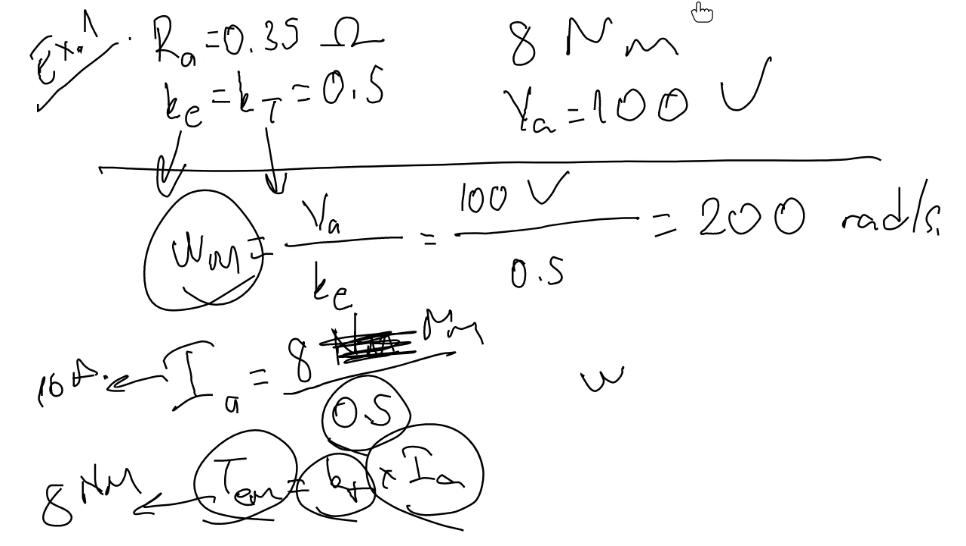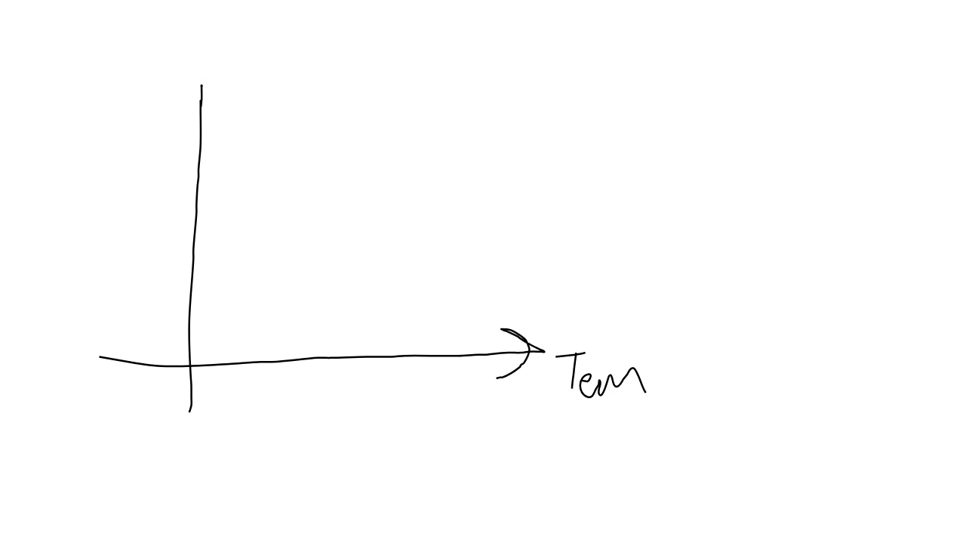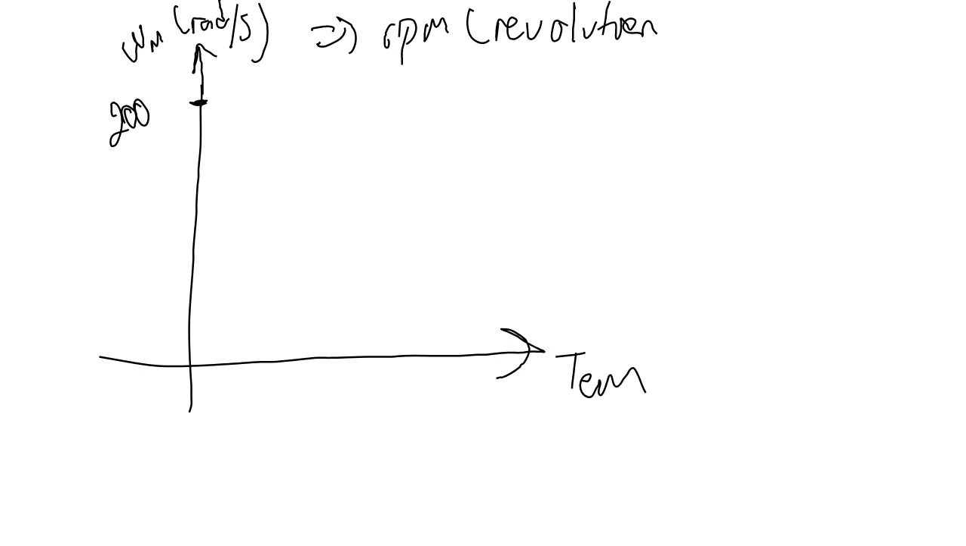So omega m equals 100 volt minus ra times current, over 0.5. So your omega m in radian per second. After that, we're going to write the characteristic of the DC machine: electromagnetic torque versus omega m. No load speed operation, no load torque operation, 200 radian per second. It's also called RPM, revolutions per minute. And at 8 newton meter.